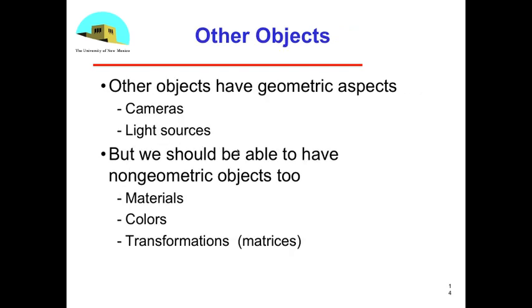Okay, now what about other objects? That's the more interesting part for us. As we said at the beginning, other objects can have geometric properties, like the location of a camera, its orientation, the location of a light source, and if it's directional, what direction it is pointing to. But then we could say, well, if I'm going to make objects out of them, why don't I make objects out of things that aren't geometric? So I can have a material object, a color object, a transformation matrix could be an object, and then I would like to be able to manipulate those things as I manipulate anything else.